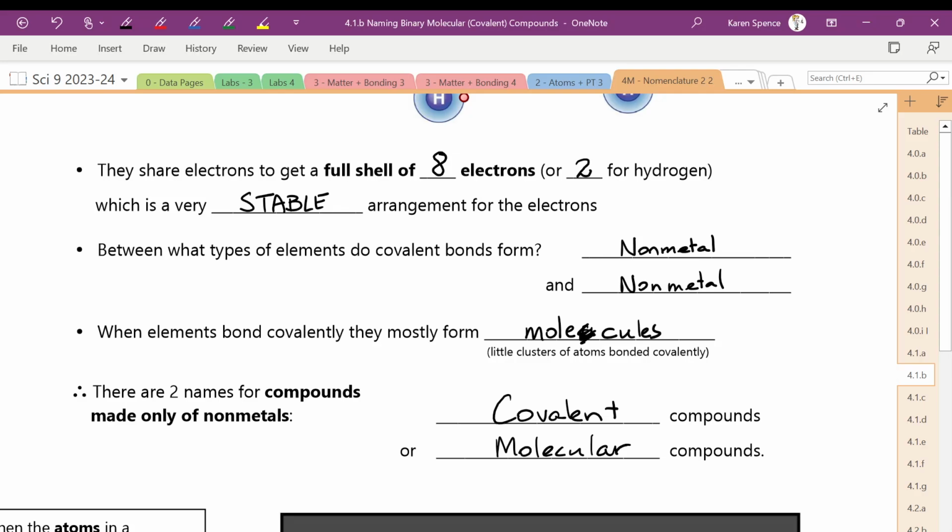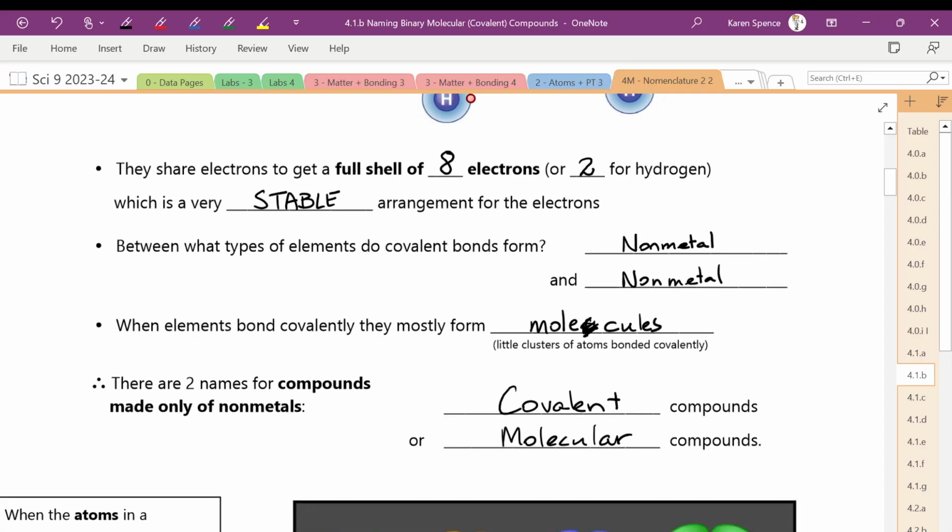Most of this first page is not stuff that you're going to need to know for Unit 4, but it is a good review for your test on Monday. Okay, so I don't feel bad about throwing it in here.